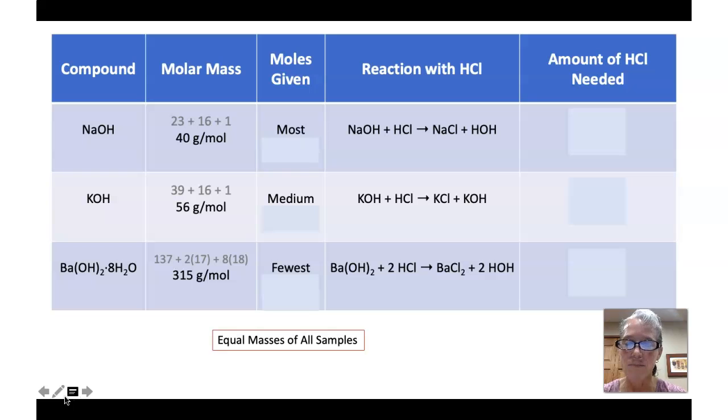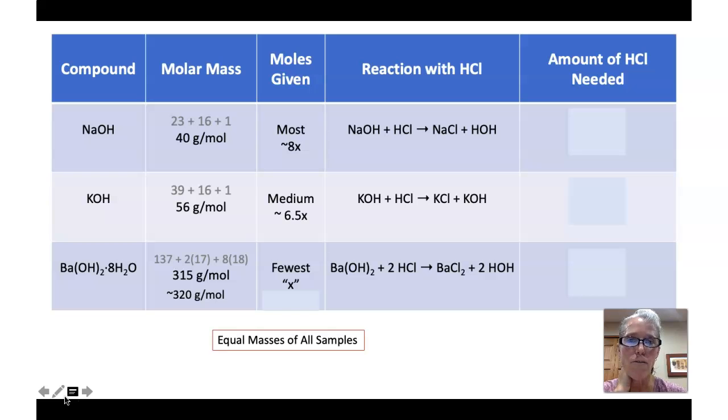Now let's try to get a little bit more specific, and let's call the moles of barium hydroxide x. Okay, now if we imagine, we could just kind of round, the molar mass of barium hydroxide is about 320. Well, that means that we've got about 8x moles of sodium hydroxide. And similarly with that KOH, we've got about 6.5x moles. So now we kind of have some numbers.